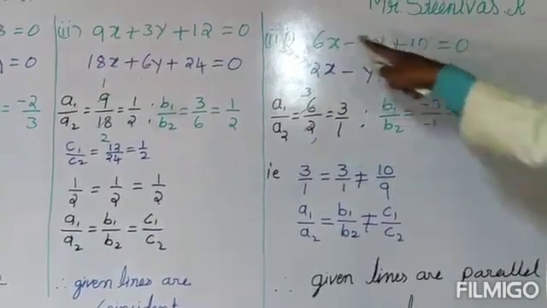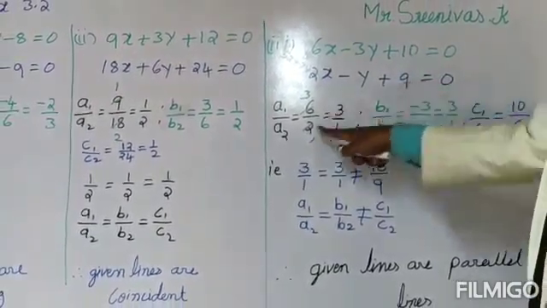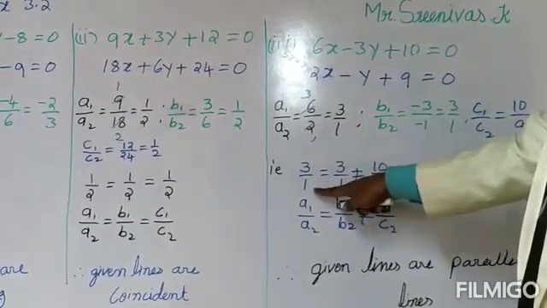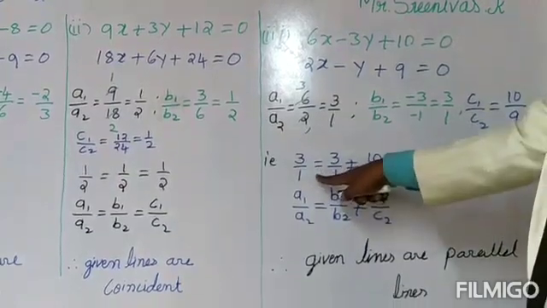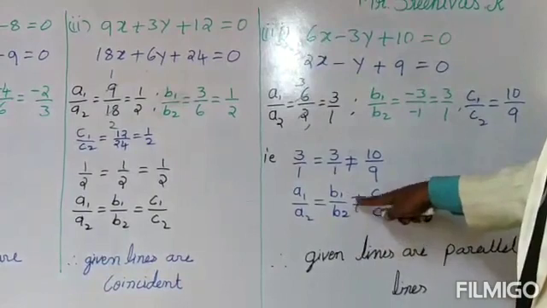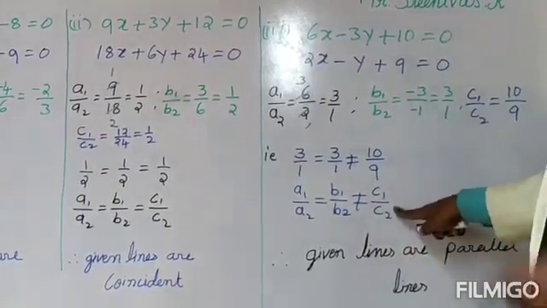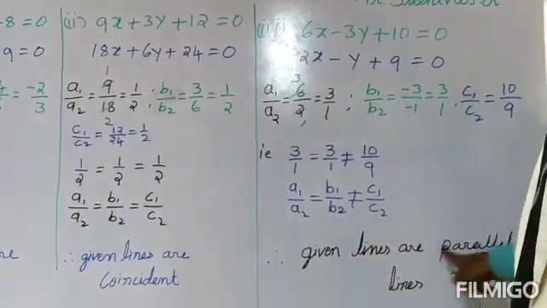In these two equations a1, a2, b1, b2, c1, c2 are given. By substituting this we are getting 3 upon 1, 3 upon 1 and 10 upon 9. I mean these two are equal, this is not equal. So a1 upon a2 equal to b1 upon b2 not equal to c1 upon c2. This geometrical representation shows you the given lines are parallel lines.